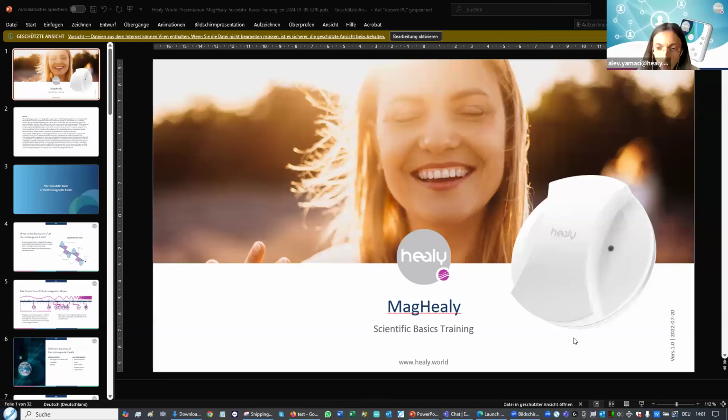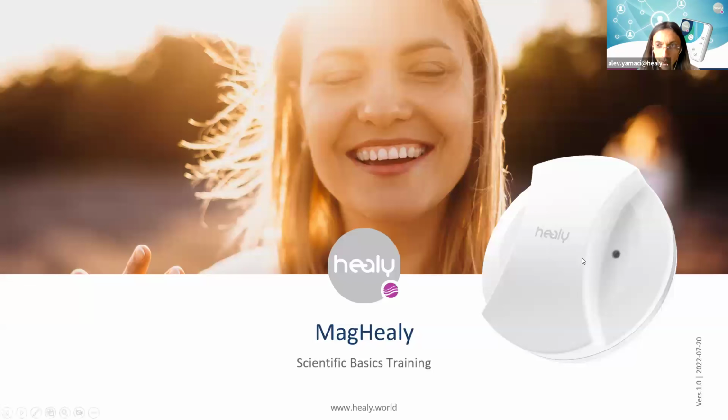Thank you. Aleph already said it. So we have to cover some ground. So lots of things about the scientific basics. So yeah, let's start immediately. So I will share my screen. And wait a second, I share the whole screen. That's easier, hopefully. And here we have it, scientific basics of MagHealy.